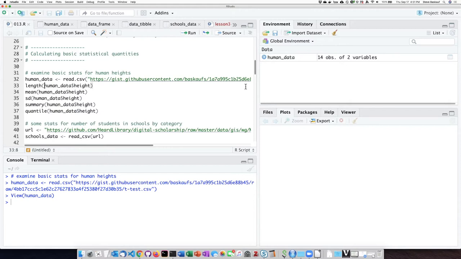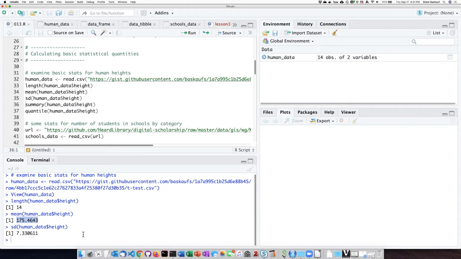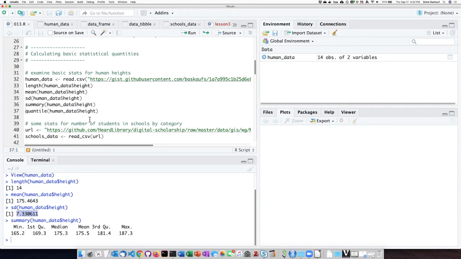Let's go ahead and run the calculation on these data. If we calculate the length, it tells us there are 14 data points. The average is 175 centimeters. The standard deviation is 7 centimeters. And then the summary gives us several things. It gives us the minimum and maximum values, the median and mean values, and then it also tells us where the first and third quartile divisions are in the data.